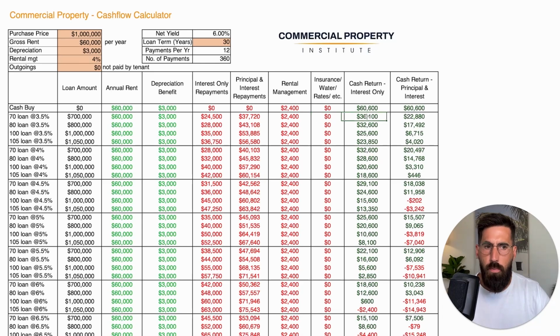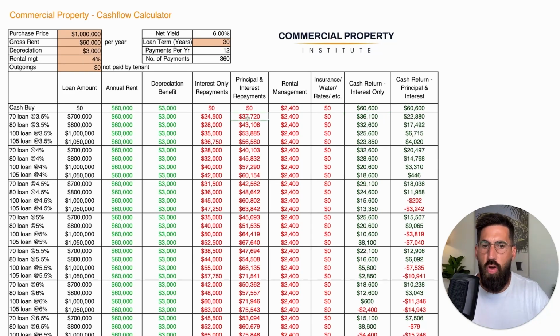The way this number is calculated, which is the cash return for interest-only, is done by adding the $60,000 plus the $3,000 minus the $24,500 interest-only repayments minus the $2,400 rental management, which equates to $36,100 cash flow positive.